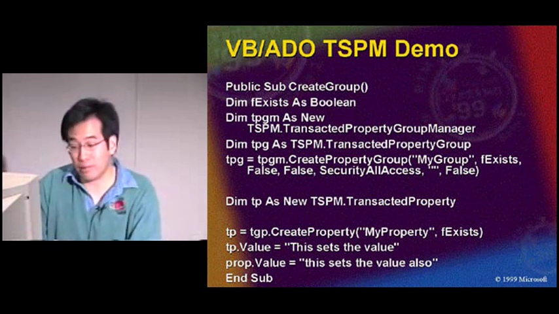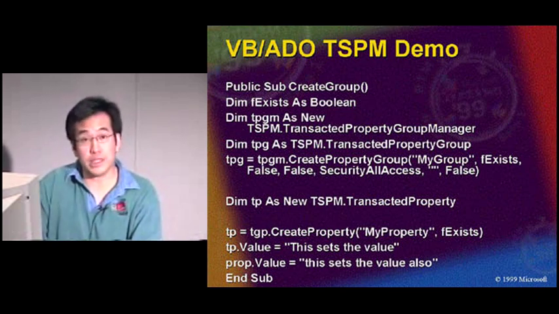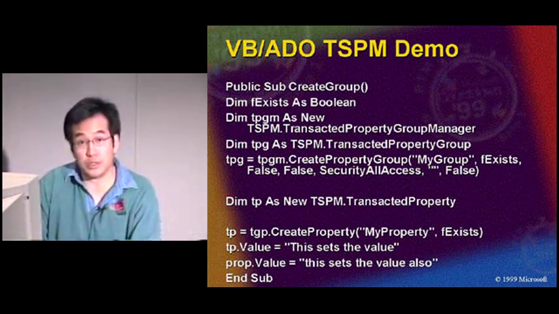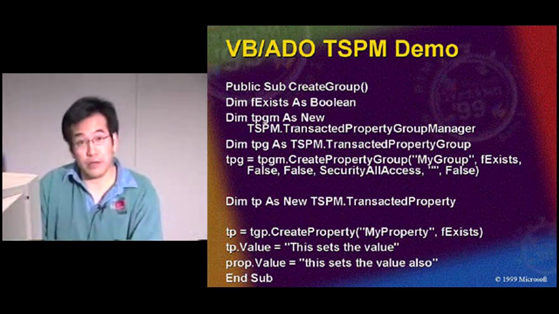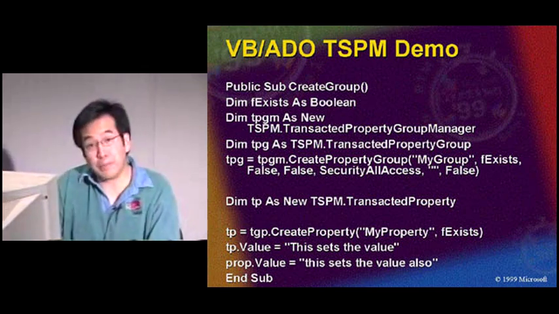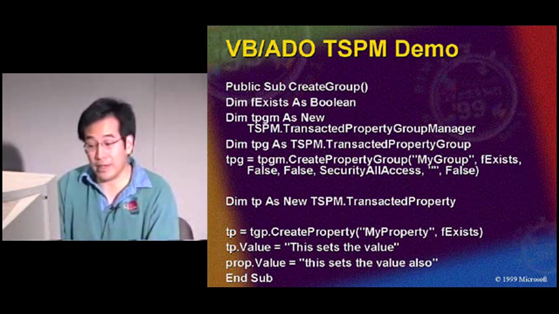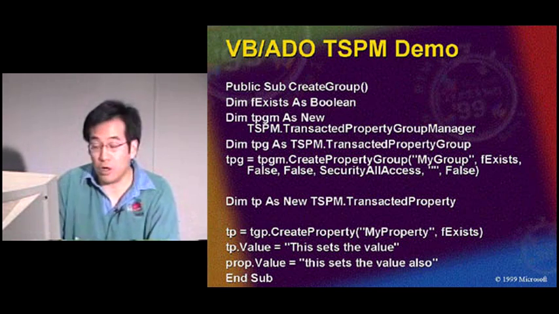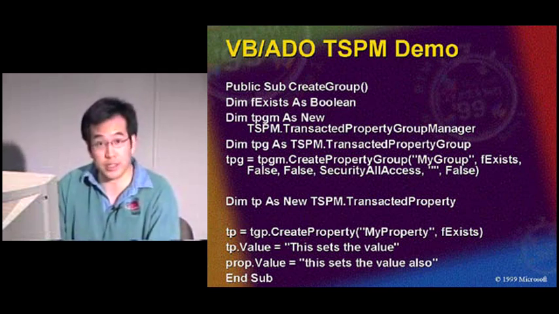Once we have the transacted property, it's just a matter of setting that property to a variant value in one of 2 easy ways. You would either use TP equals to some value in quotes. In this case, we set it to "this sets the value." Or, and this is a typo on this slide, but you can fix it later, or we fixed it in the other slides, you would say TP.value equal to, and once again providing a variant value. In this case, quote, "this sets the value also." So you could have chosen one of those two lines to set the variant value associated with the TSPAM property.